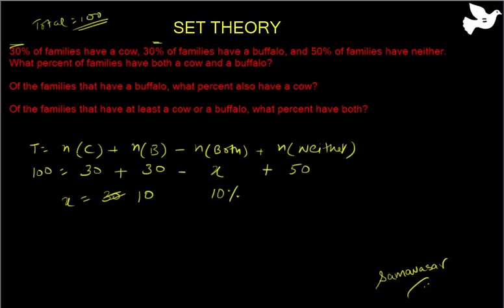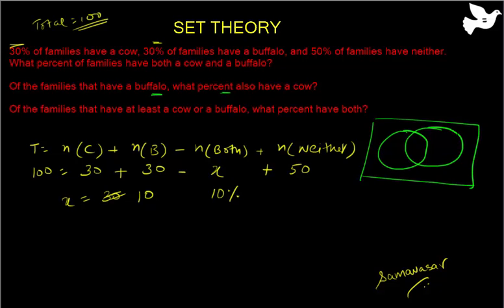Now the next part says, of the families that have a buffalo, what percent also have a cow? So you need to first of all read the question very, very carefully. This is not asking a percentage of a total. It is asking a percentage of the families that already own a buffalo. Now let me just draw the Venn diagram so that it becomes slightly easy for you to understand.